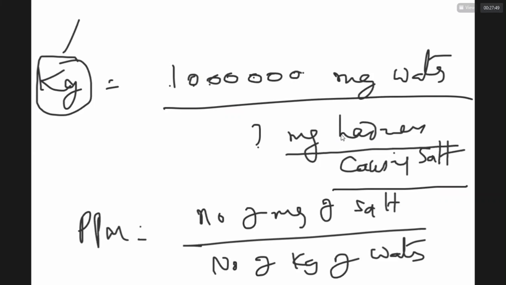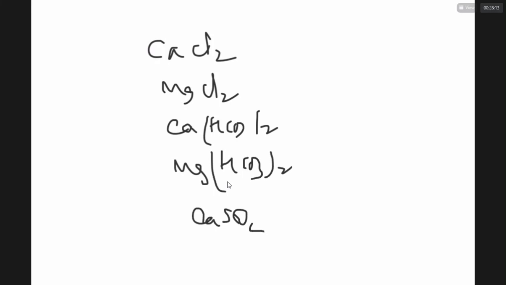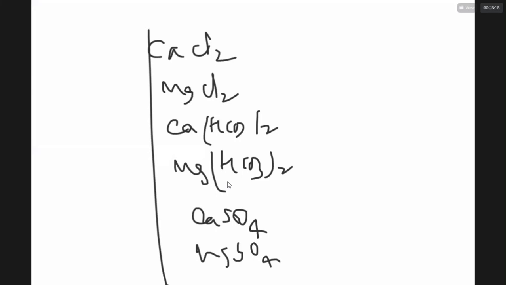For water, 1 kg is approximately equal to 1 liter. So you can say number of liters of water, no problem. Number of milligrams of salt. Again, I have a problem. The hardness is caused by calcium chloride, magnesium chloride, calcium bicarbonate, magnesium bicarbonate, calcium sulfate, and magnesium sulfate. When the hardness is caused by so many salts, which salt will I consider? What I do is, I convert every salt into CaCO3.